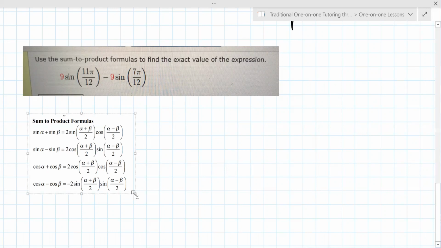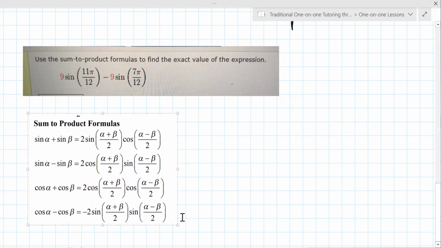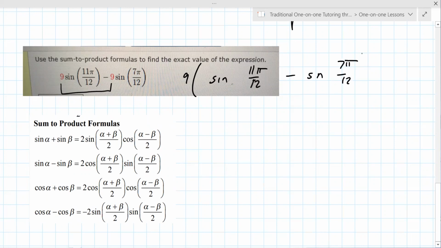So this one, you should probably factor out a 9 first. So it's 9 times sine 11 pi over 12 minus sine 7 pi over 12. But once you have this, you just recognize the form. It's sine alpha minus sine beta. These are your alphas and these are your betas.